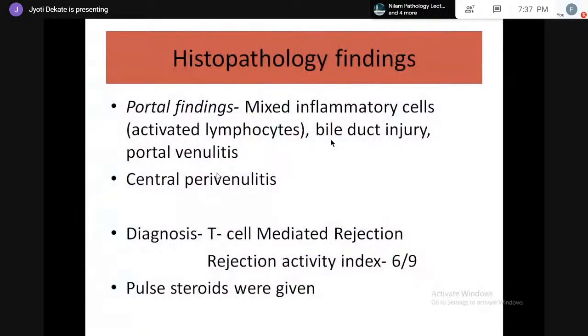So summarizing the findings in the biopsy, we have this mixed inflammatory milieu which is typical of T-cell mediated rejection. We have evidence of bile duct injury. We have evidence of portal venulitis and perivenular hepatocytic dropout along with central vein damage. So there we have central perivenulitis. So this case was diagnosed as T-cell mediated rejection. Following the diagnosis, the patient was treated with pulse steroids.